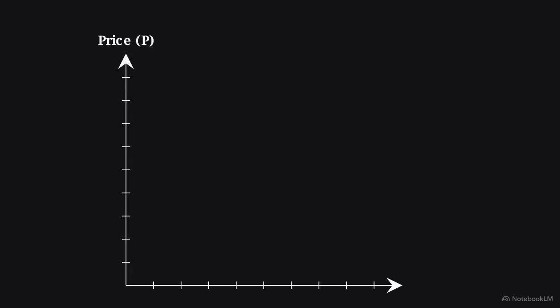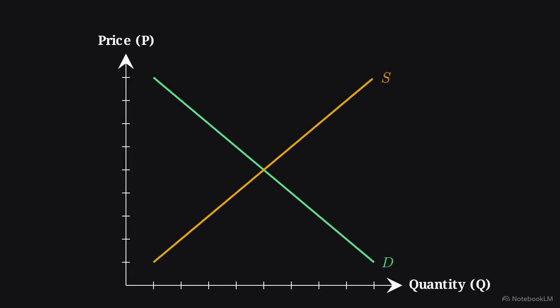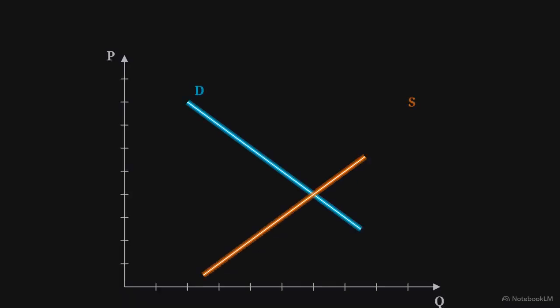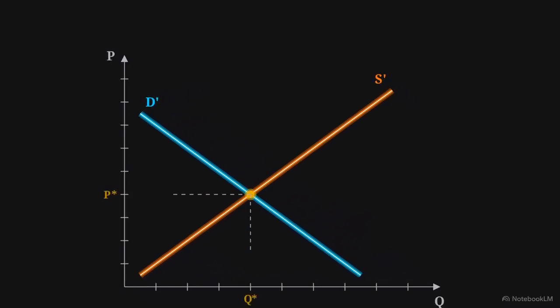If mapping government intervention, start with a clean baseline. Label the vertical axis P for price, horizontal axis Q for quantity. Draw your downward demand curve, upward supply curve, and mark their intersection as your initial free market equilibrium, P1 and Q1. Correcting these market failures requires Batman to treat economic policies as specific gadgets in his belt, shifting supply and demand curves to force a safer outcome.